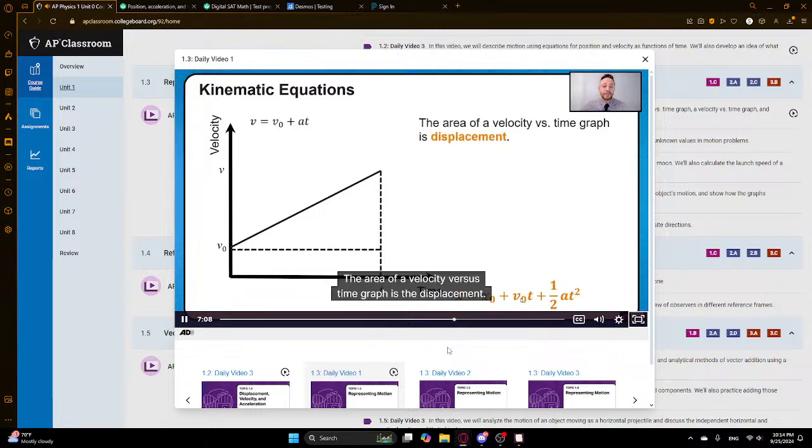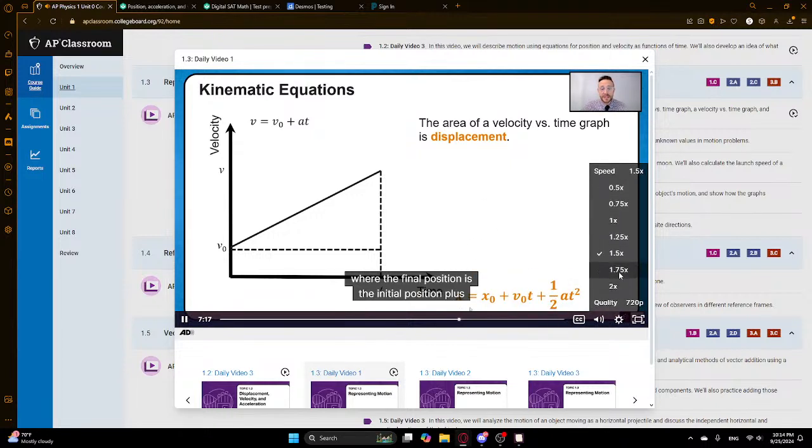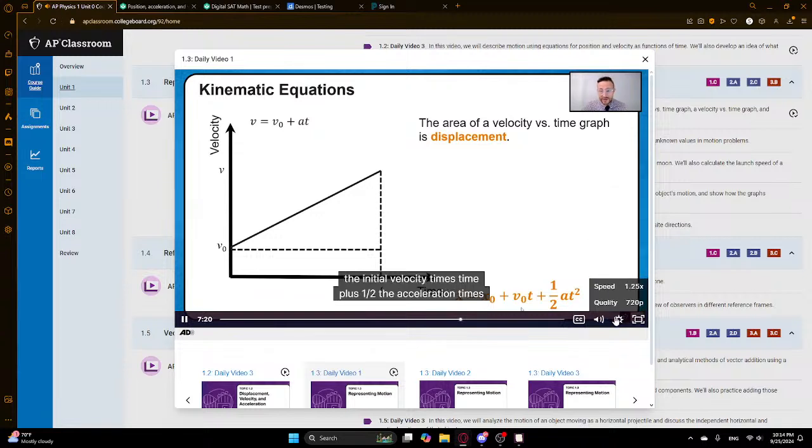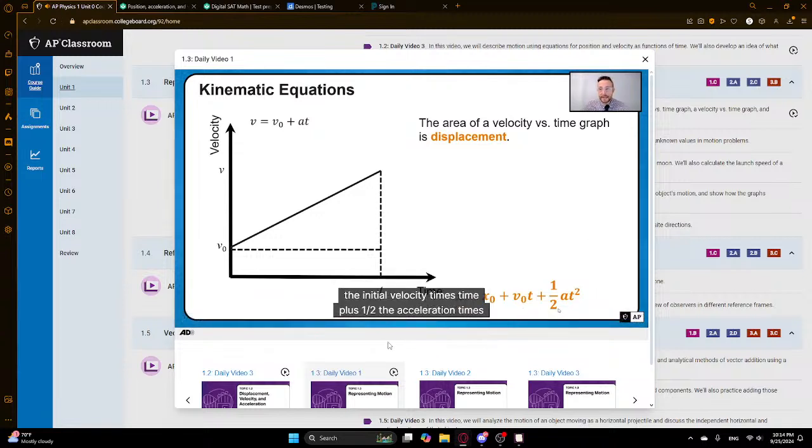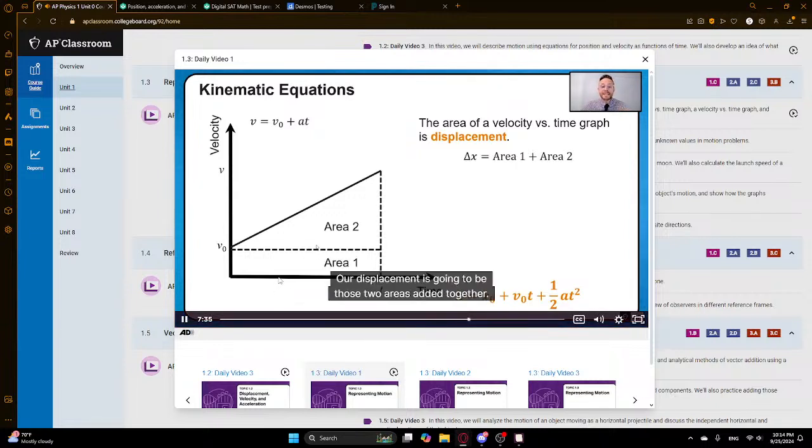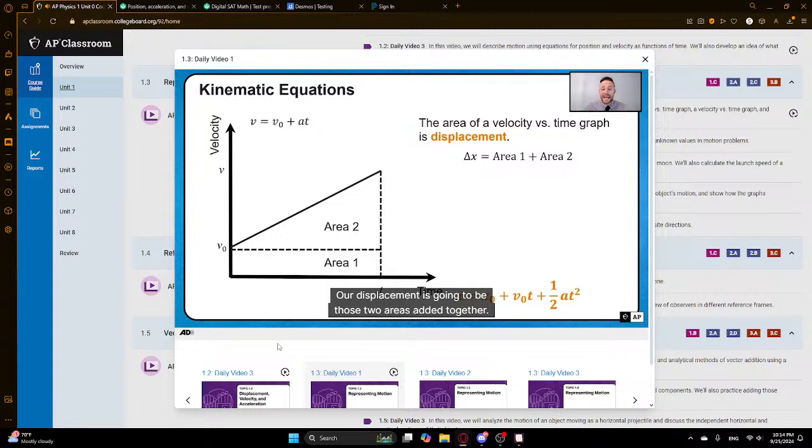The area of a velocity versus time graph is the displacement. We're going to use this idea to develop this kinematic equation, where the final position is the initial position plus the initial velocity times time plus 1/2 the acceleration times the time squared. Now it's the same graph that we had before, but instead of looking at the slope, we're going to look at the area. So we have area 1 and area 2. Our displacement is going to be those two areas added together.